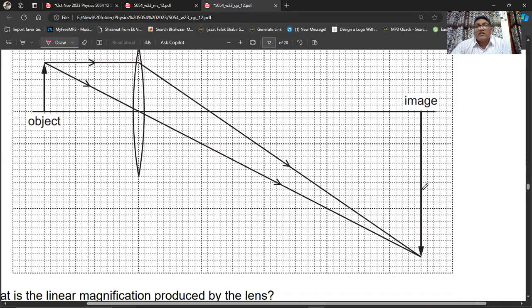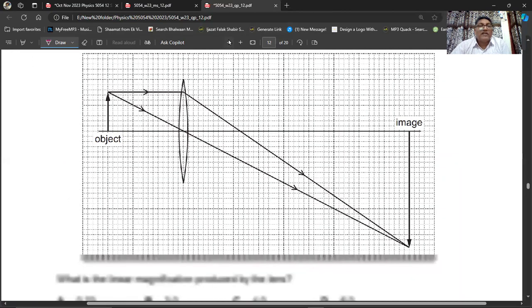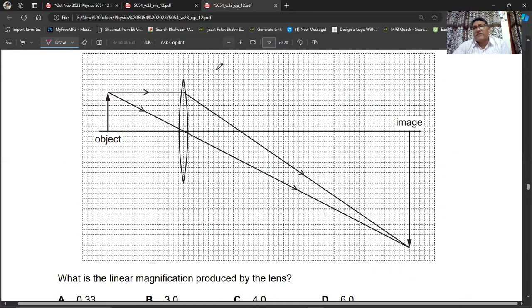You see, the height of the image is 1, 2, 3, 4, 4.5. The height of the image is 4.5. The height of the object is 1.5. So the height of the image is 4.5 and the height of the object is 1.5.